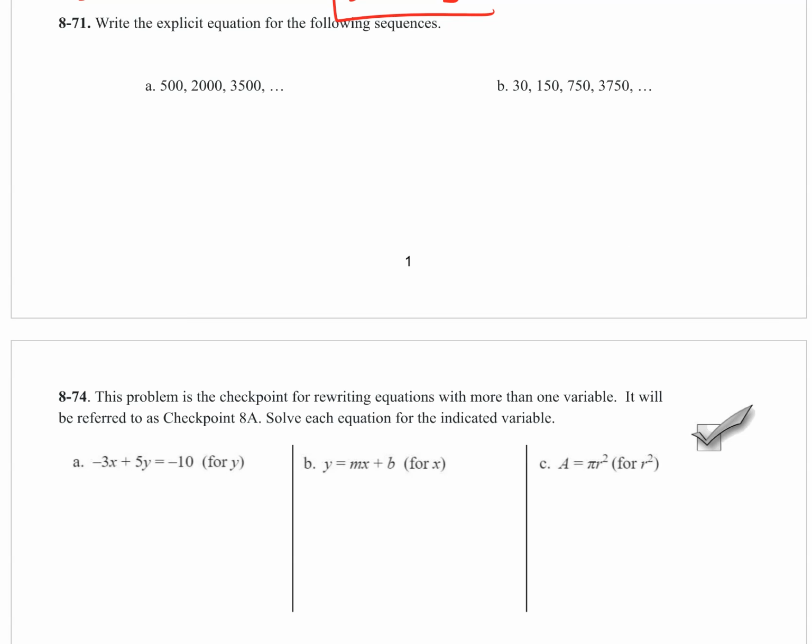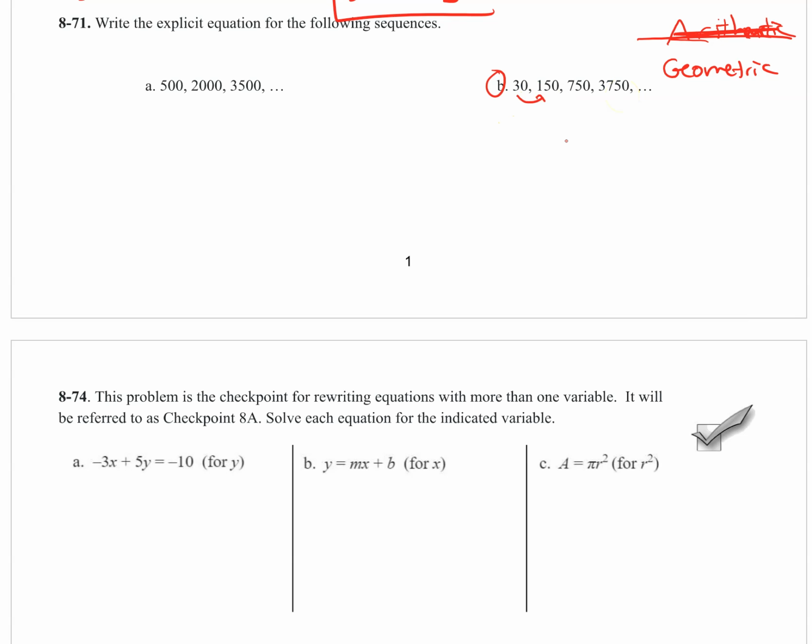Okay, 8-71. I'll do B. In B, you can see that 30 plus 120 is 150. And if we add 120 again, we don't get 170. So what this tells you is it's not an addition list, so we know that it's not going to be arithmetic. It's going to be geometric. We tried adding 120, but it wasn't a constant difference.